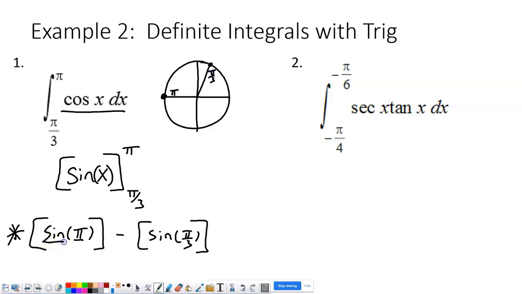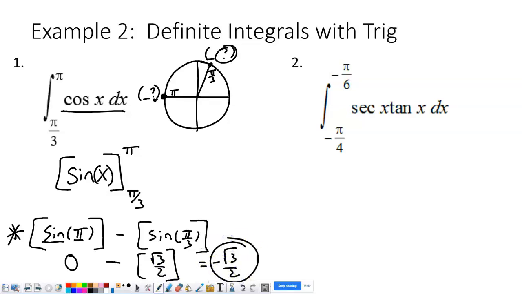And I know that sine is the y value. So now I'm wondering, what is the y value for these points? And once again, I've memorized those as well. The y value here is easy. It's just 0. The y value up here is a little nastier. It's radical 3 over 2. And so 0 take away radical 3 over 2 is negative radical 3 over 2.